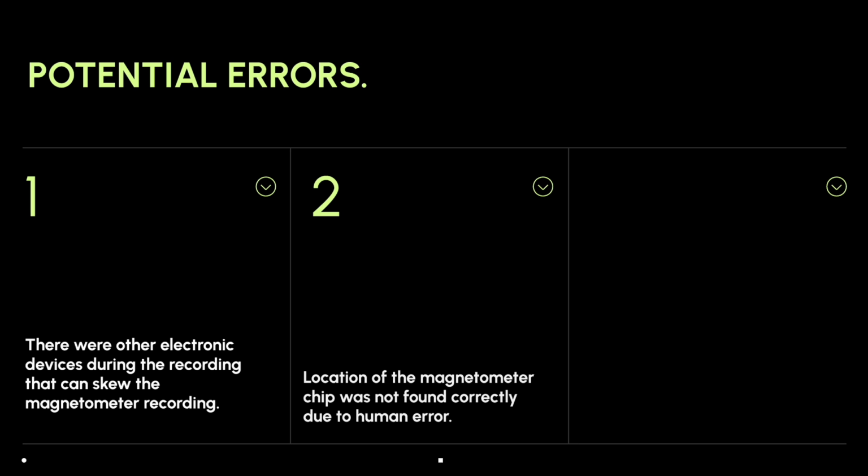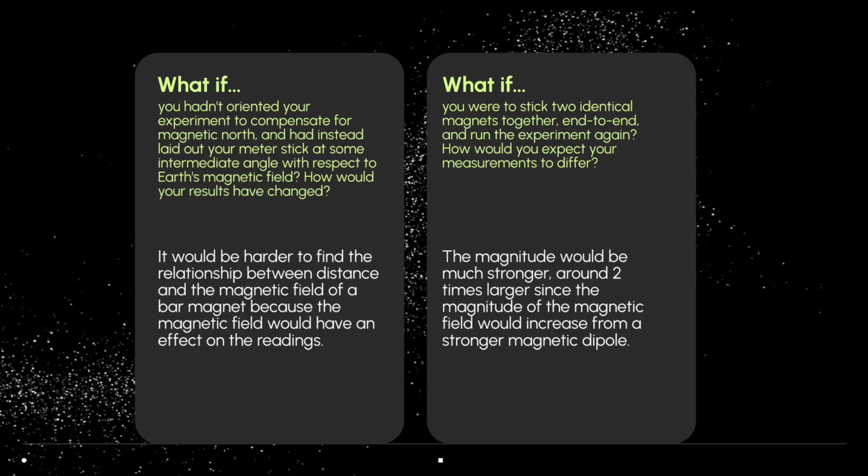So a third potential error I want to mention is not completely orienting the horizontal ruler orthogonal to the Earth's magnetic field, which can also introduce some external forces as well. So what if you haven't oriented your experiment to compensate for the magnetic north and had instead laid out your meter stick at some intermediate angle with respect to the Earth's magnetic field? How would your results have changed?